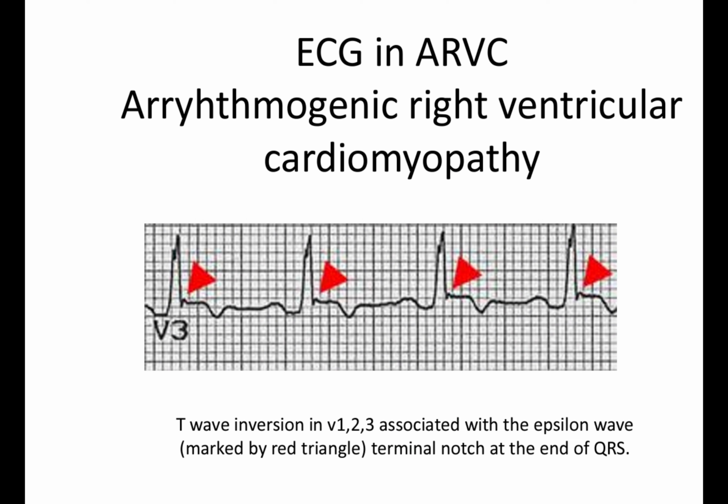ARVC/D. Key ECG features. T-wave inversions. This is a common finding, especially in the right precordial leads, V1, V3. These T-wave inversions reflect abnormalities in repolarization. Epsilon wave. This is a small, positive deflection that occurs after the QRS complex. It's a relatively specific but not always present marker of ARVC/D. It can be subtle and difficult to detect.